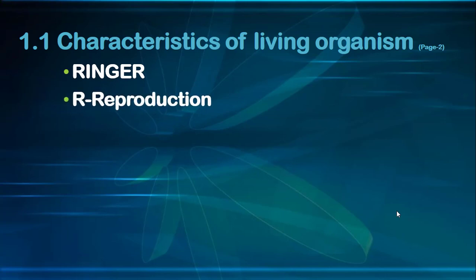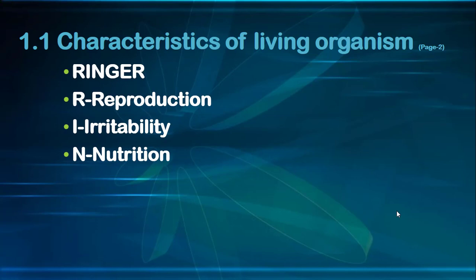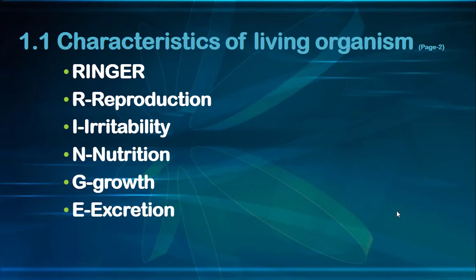Now, the first R means reproduction. All living organisms reproduce. I, irritability. Irritability means sensitivity. All living organisms are sensitive to changes inside their environment or around them, whether internal or external. Nutrition, they need food to survive. Growth, they increase in number and also in size. Excretion, they remove the waste metabolic products from their bodies. And respiration, they need to produce energy.